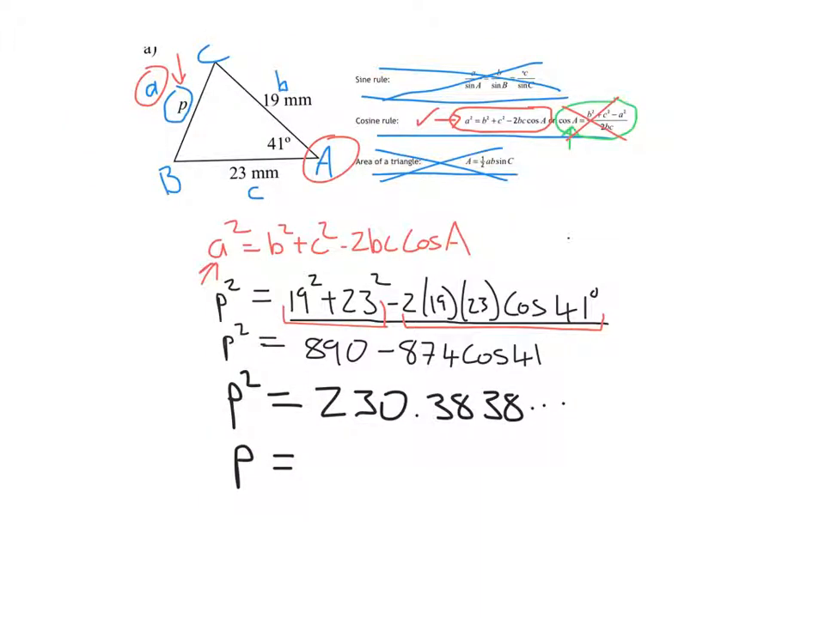Okay, so when we do the 890 minus 874 cos 41, we get 230.3838 and so on. I've deliberately not just rounded here, and I've put three little dots to show that I'm not writing down a rounded value, but there are more decimals. And what I'm going to do is, instead of just square rooting 230.38, which will lose accuracy, I'm going to press square root while I've got that long number in my calculator so that I get a nice accurate answer, okay? So if I square root my answer, I get 15.2 to 1 dp.